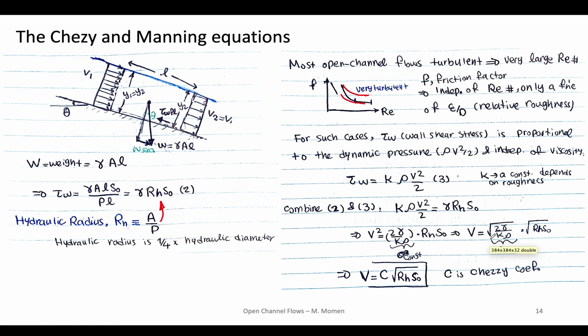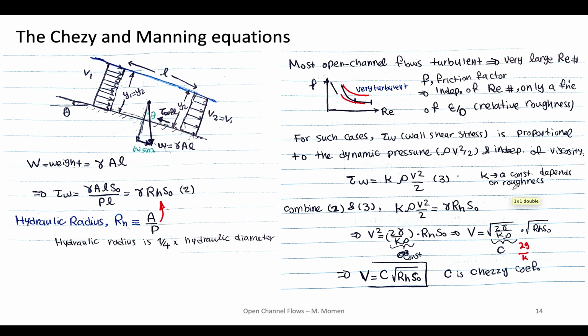This depends on the density. So this is actually going to be even simpler because gamma is rho g. So this is going to be the square root of 2 g over K. So it only depends on the gravitational constant and your roughness, your channel roughness, right?